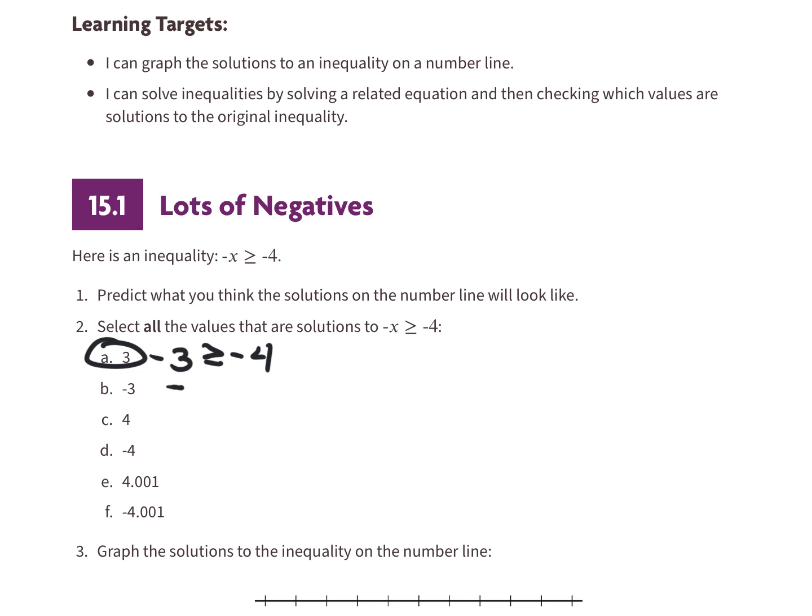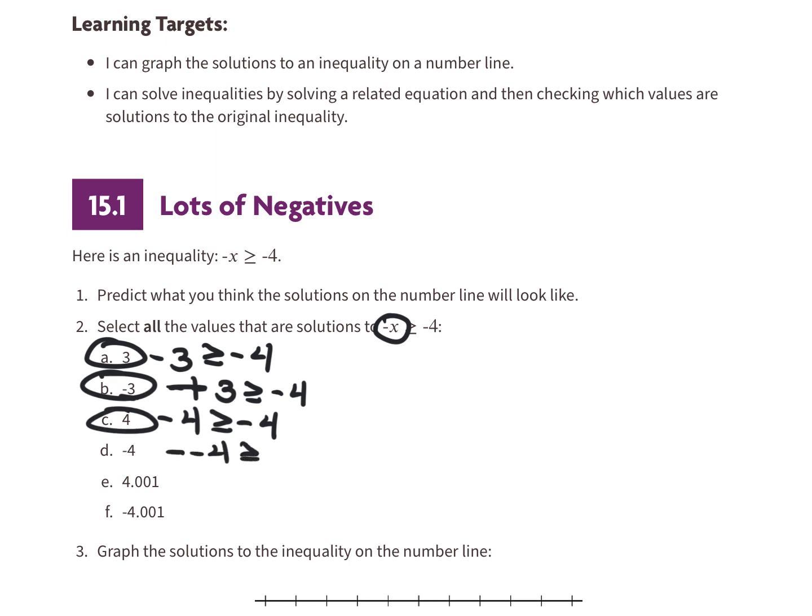There's a negative in front of the x, and the number that goes in for x is also negative, so it'd be negative 3 is greater than or equal to negative 4. Well, if we have two negatives, that's really a positive 3, so that one would work. Then the next one, negative 4 is greater than or equal to negative 4. Well, it's equal to negative 4, so that one works. Then negative 4.001 is greater than or equal to negative 4. Well, once again, that's a positive 4, and positives are bigger than negatives.